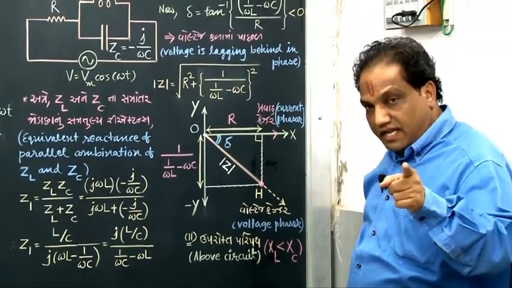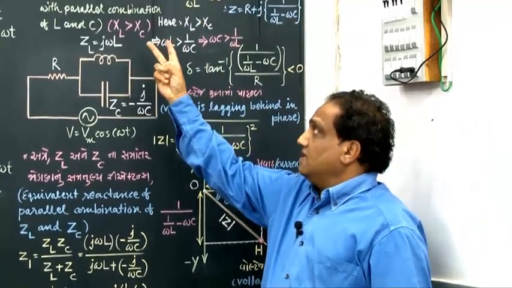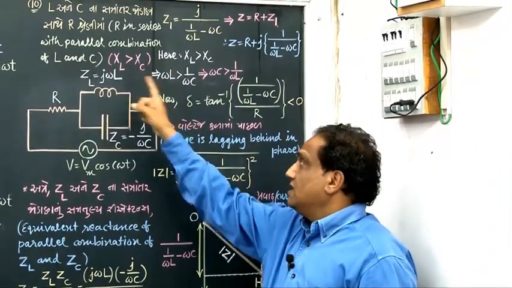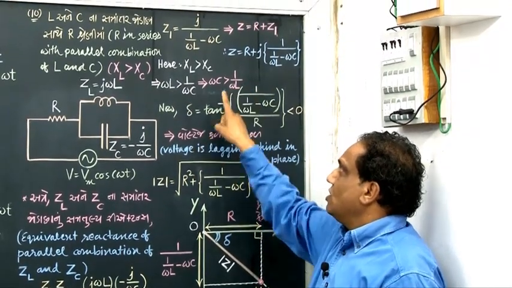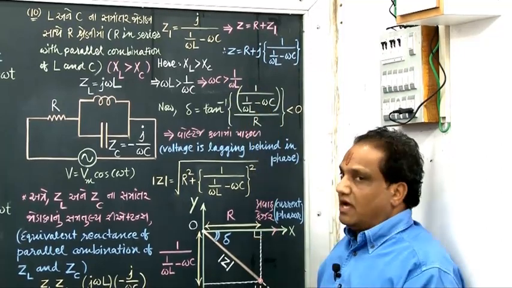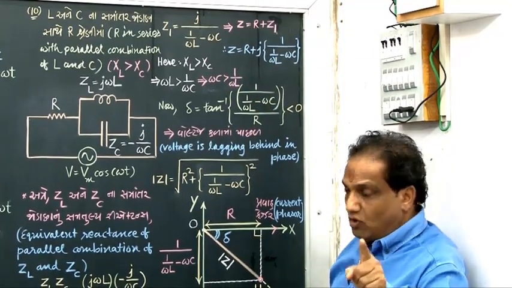If XL is less than XC, and the condition is opposite to this, then ultimately you will get the opposite condition to this. Opposite to this means what? Omega C less than 1 upon omega L.